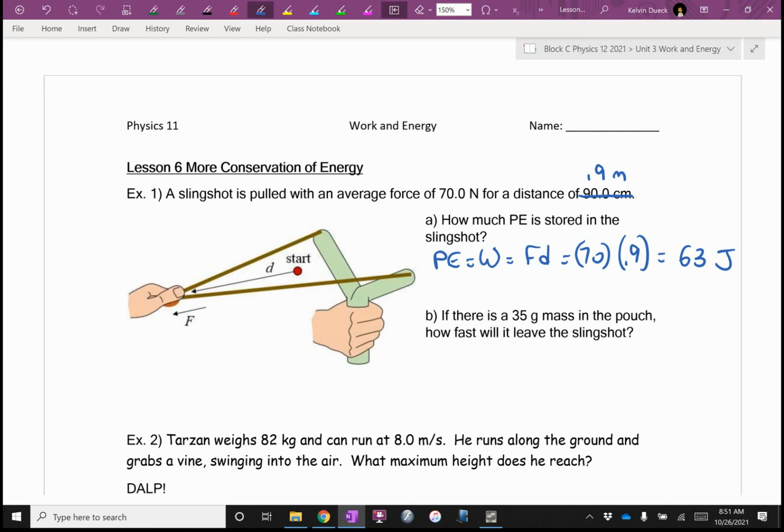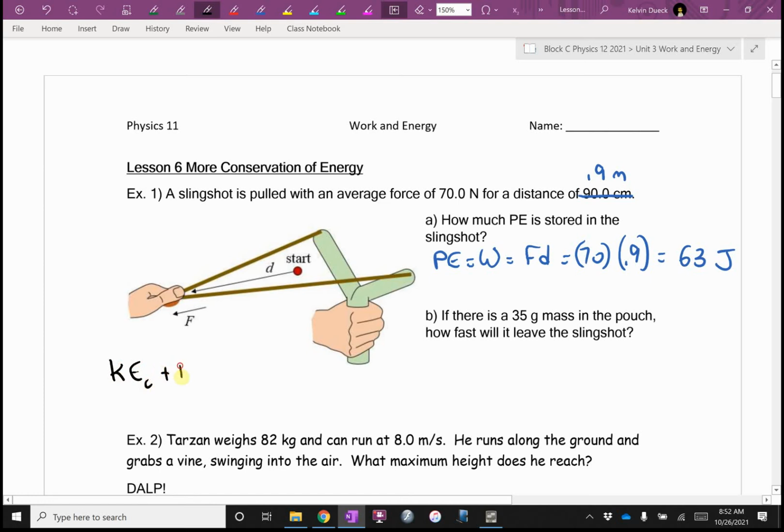If there is a 35-gram mass in the pouch, how fast will it leave the slingshot? Ooh. What's this question asking me to find? How? Kessler thought for a while, and then his eyes lit up. Conservation of energy? What did I find in part A? Darn right, conservation of energy. So I think our argument here is going to be kinetic initial.